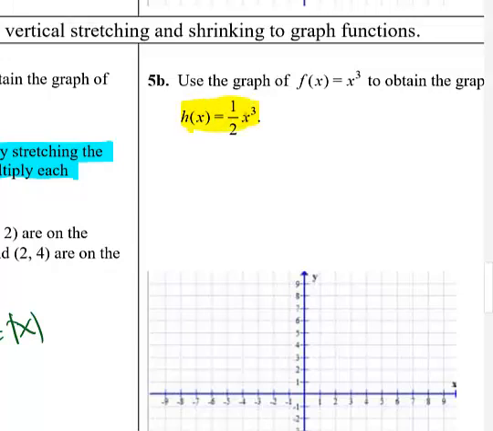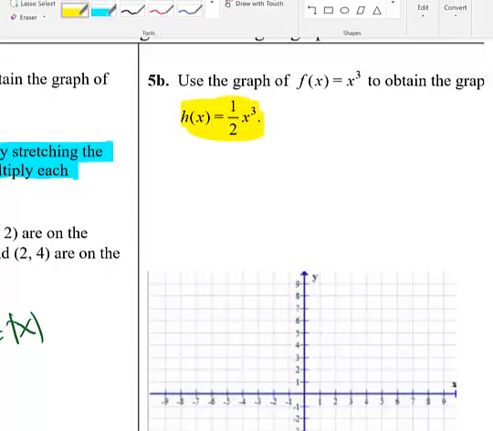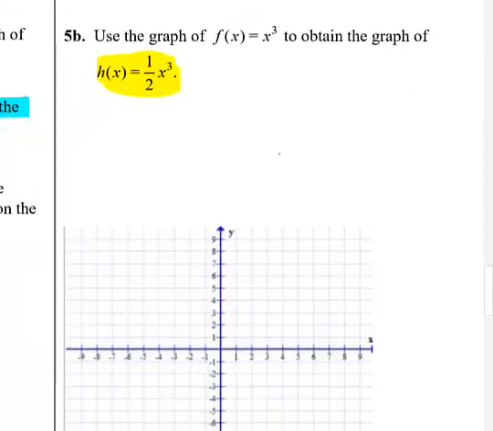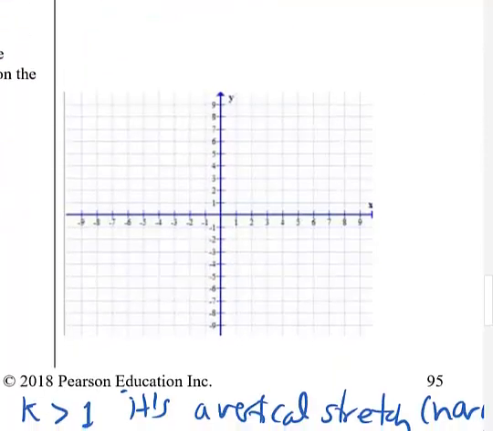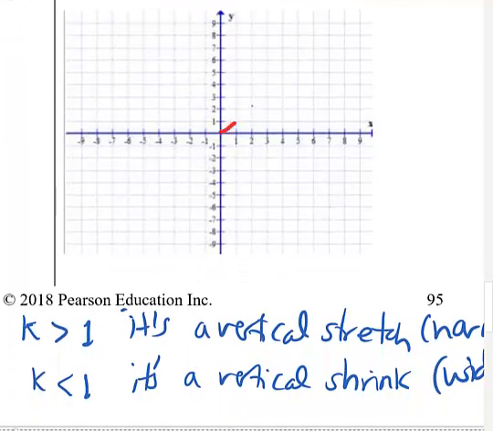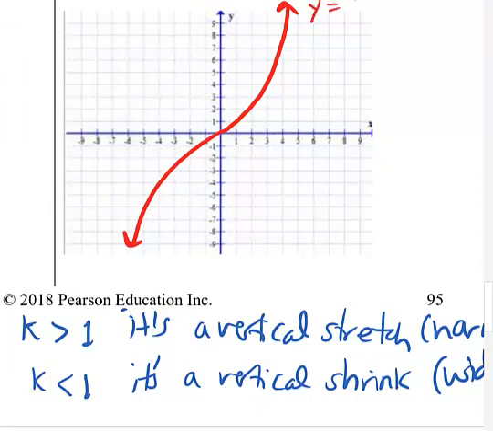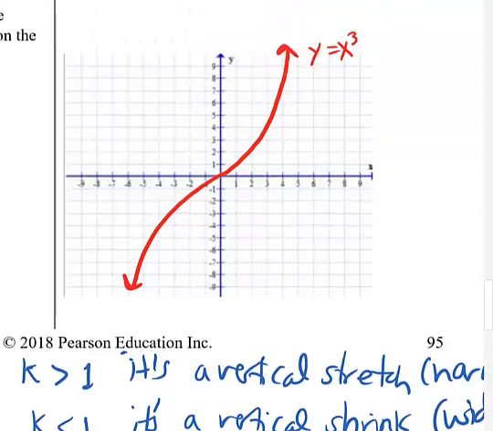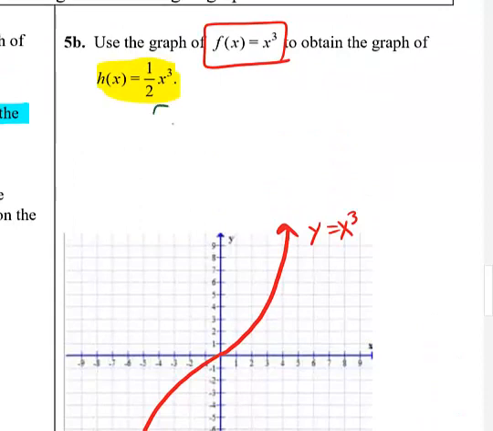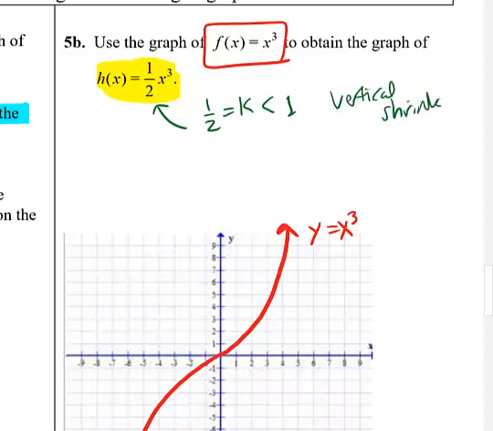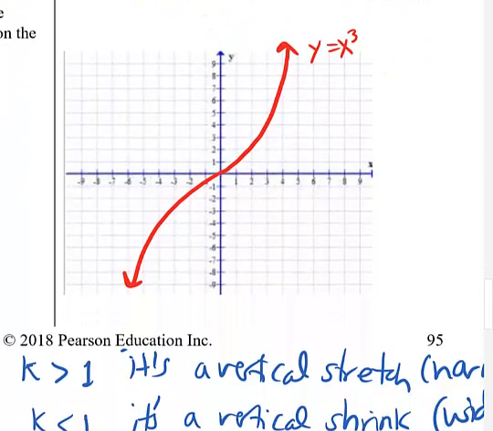So this example 5b here has a number in front of the x cubed. I have to dig down in my memory and remember what x cubed's graph looks like. It looks like this. But now I'd like to know what happens when I have a half in front. Well, from the note we just made, half is our k value. That's less than 1, so it should be a vertical shrink, which means it should get wider. So I just imagine this graph a little wider.